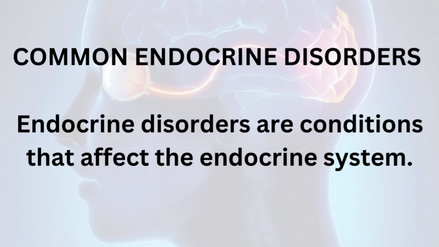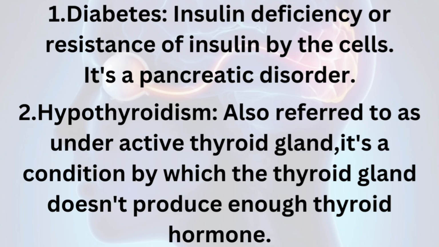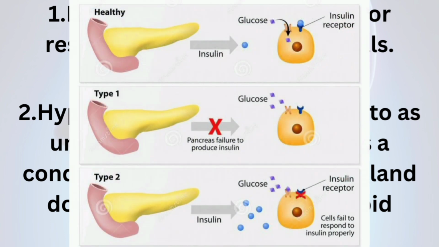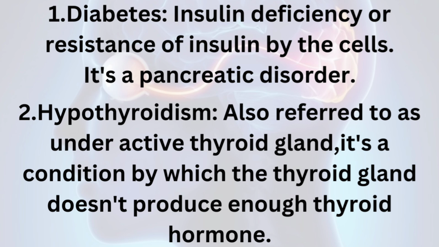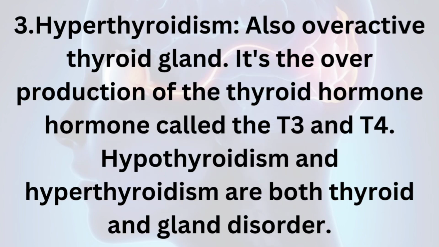On the next slide we have some common endocrine disorders. Endocrine disorders are conditions that affect the endocrine system. Number 1 disorder, we have diabetes. This is caused by insulin deficiency or resistance to insulin by the cells, and it's a pancreatic disorder. Number 2, we have hypothyroidism, also referred to as underactive thyroid gland. It's a condition in which the thyroid gland doesn't produce enough thyroid hormone. And number 3, hyperthyroidism, also overactive thyroid gland. It's the overproduction of the thyroid hormones T3 and T4.